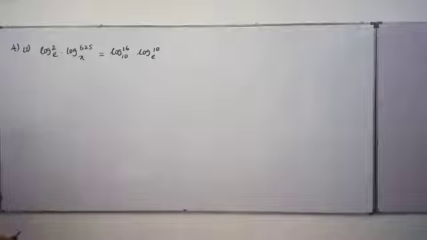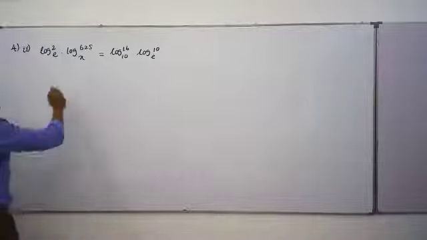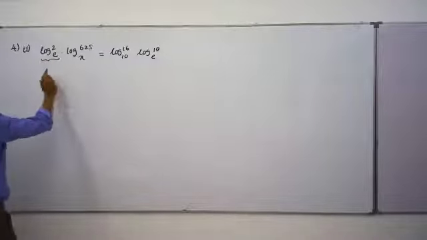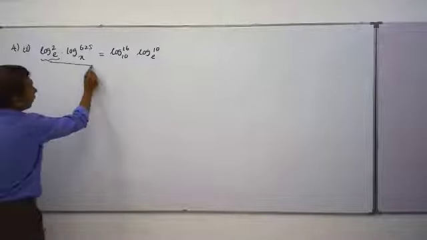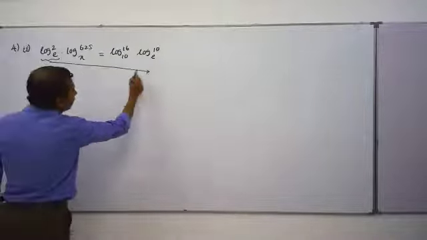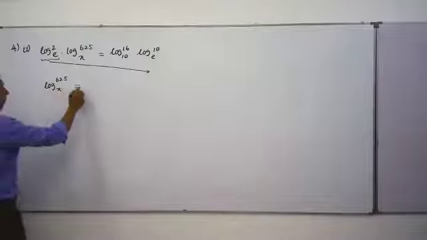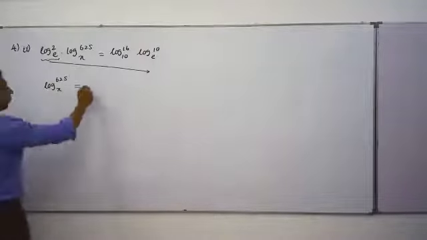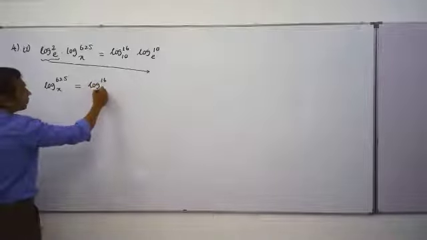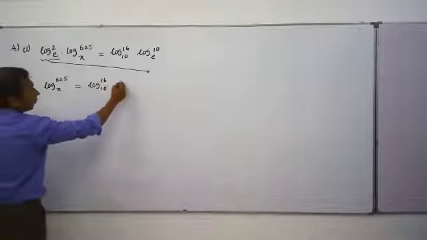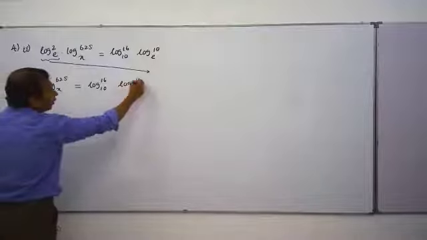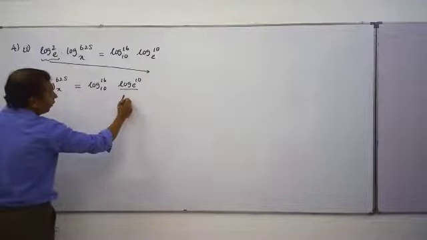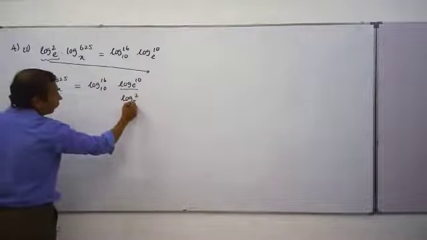Okay. This log term I can take to the right hand side denominator like this. Now log 625 to the base x equals log 16 to the base 10 times log e 10 divided by log e 2, like this.